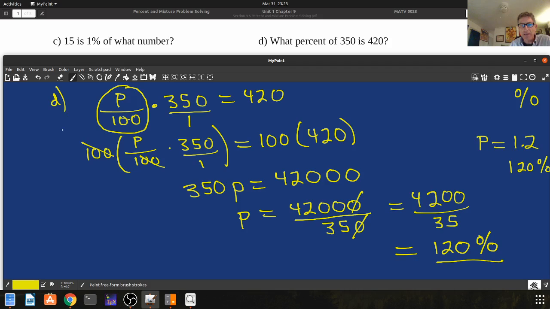So just keep that in mind. If you represent your percentage by P divided by 100, your end result, you immediately just add your percentage sign on and you're good to go. If you don't divide it by 100, then your end result would be something like 1.2, in which case you would have to multiply by 100 at the very end to turn it into a percentage.